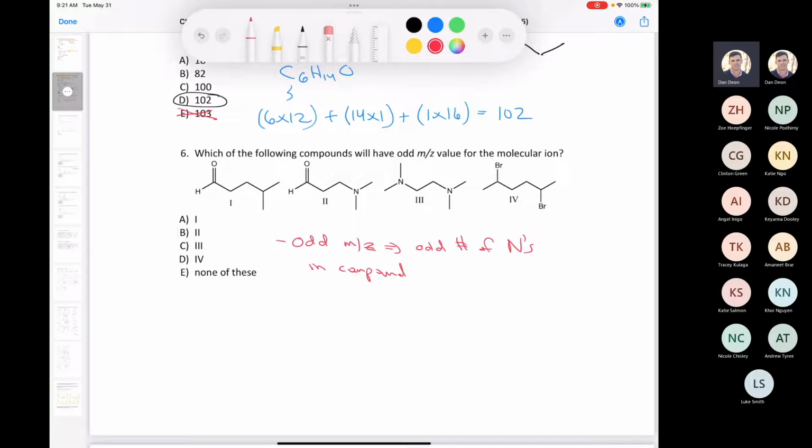If we look at these compounds, we have no nitrogens in here. We have an odd number of nitrogens in here. 1 is an odd number. Here we have an even number of nitrogens. In here we have no nitrogens. And so the answer must be 2. It's the only compound with an odd number of nitrogens.